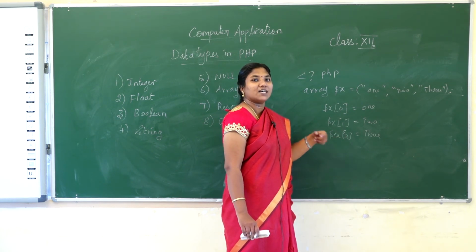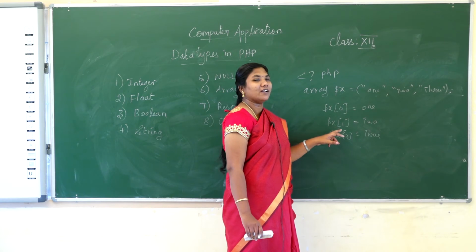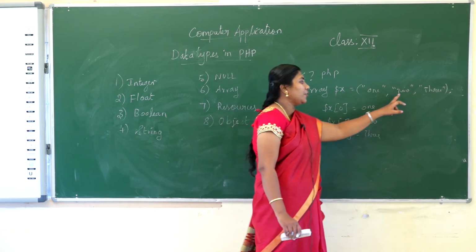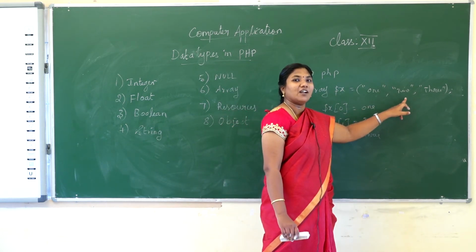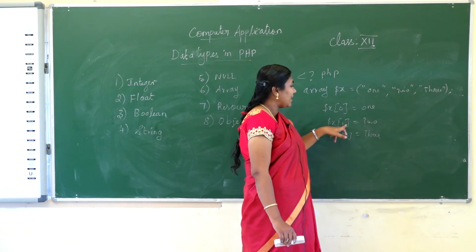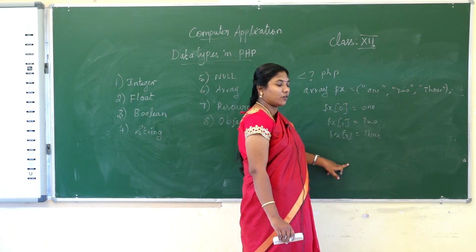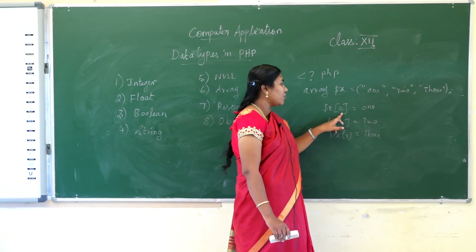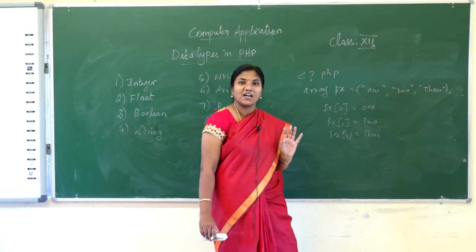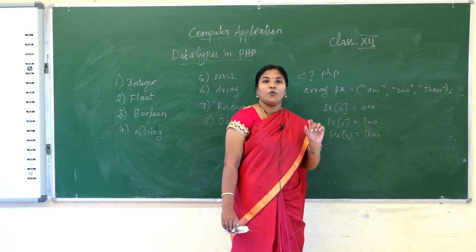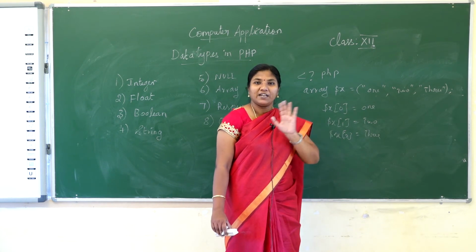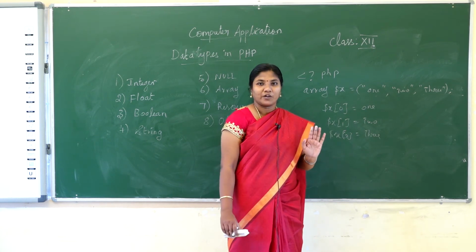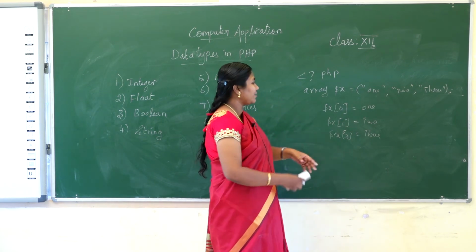According to when you ask to print it, if you ask to print $x of 1 it will print the value 2. When you print and give $x of 1, what is in index 1? It is 2, so 2 will be printed. If you give $x of 2, 3 will be printed. If you give $x of 0, 1 will be printed. Okay? This is the concept of array: one variable, but you are storing many values of the same data type.